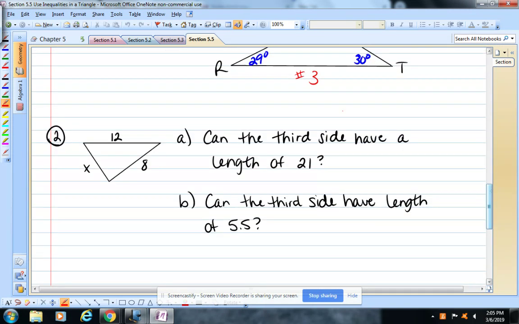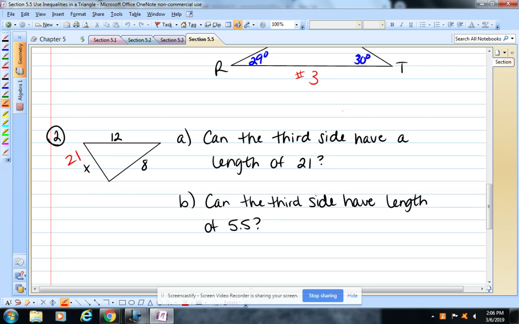Questions? I got this triangle. I know two sides are 12 and 8. I don't know the measure of this one. So it's just asking me some questions about it. Can the third side have a length of 21? Why not? Yeah, if I add the other two, that's not greater than 21, is it? No. So, nope, can't be that.